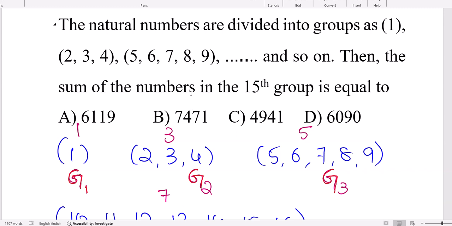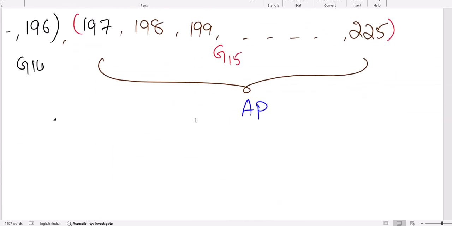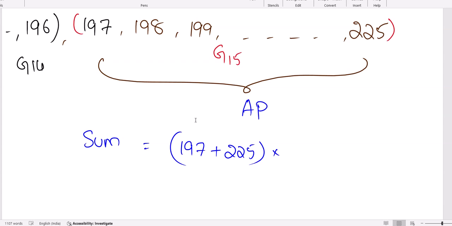Here also we are analyzing. We took some numbers, we got the idea. Last number is nothing but the group number squared. Now, are these terms in AP? What is the first term? 197. Last term, 225. How many terms? Now number of terms divided by 2.